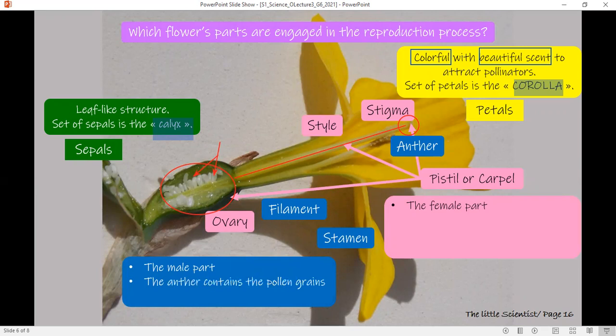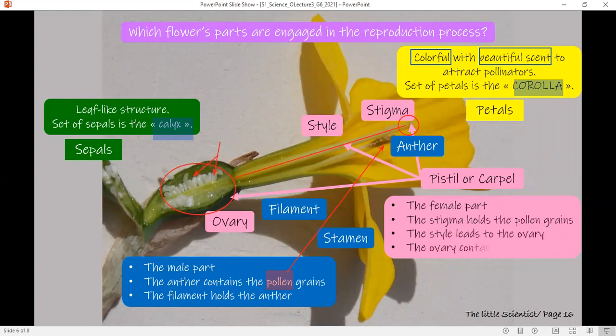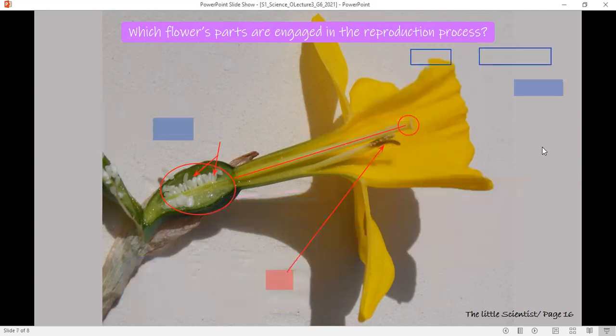In the male part, you will see yellow powder, which is the pollen, on the head, on the anther. Pay attention to the word pollen, which is the yellow powder. The stigma holds the pollen grain, it leads to the ovary, which contains the eggs. The pollen found on the anther needs to be moved to the stigma and then down to the style, and after that to the ovary.